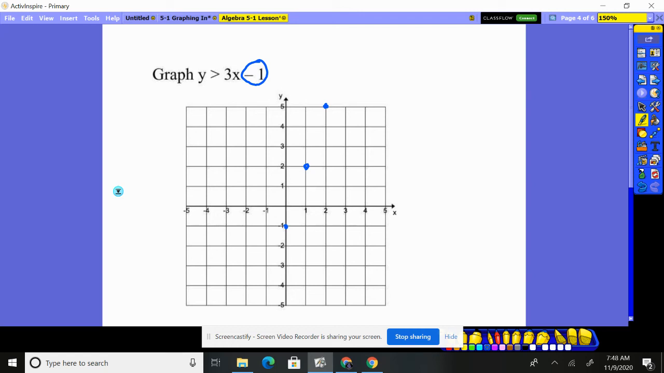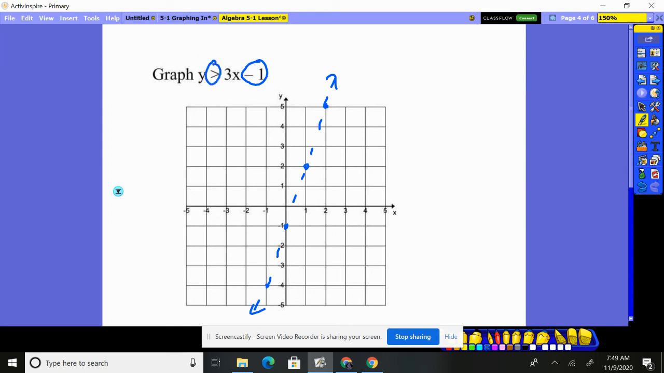Now notice this time it says greater than. It's not greater than or equal to. In other words, the line itself that divides the two sides is not a part of the solution like it was last time. So what do we do on this line? If I make a solid line, then it's going to look like it includes it. So I make what we call a dashed line. And that tells people, hey, the line itself is not a part of the solution.